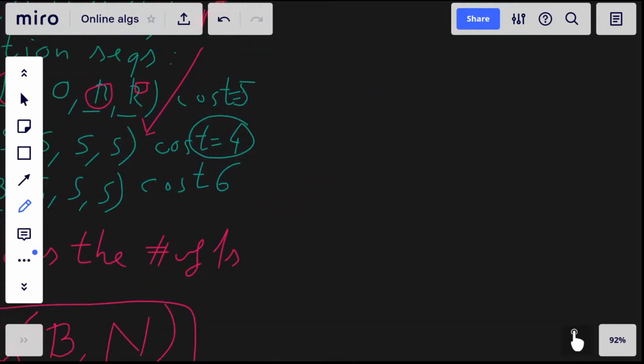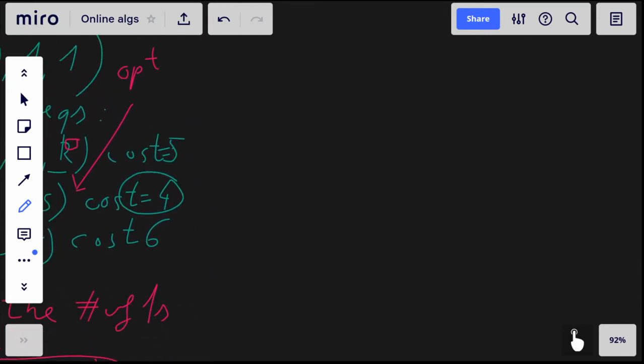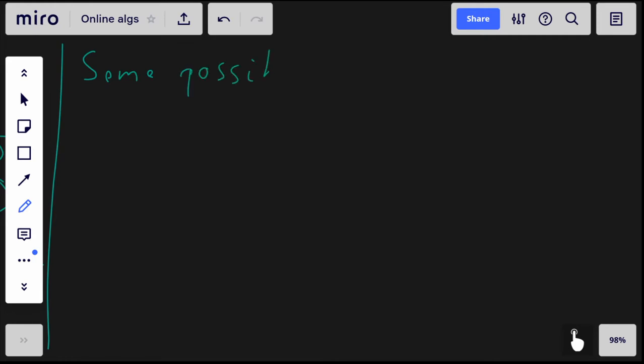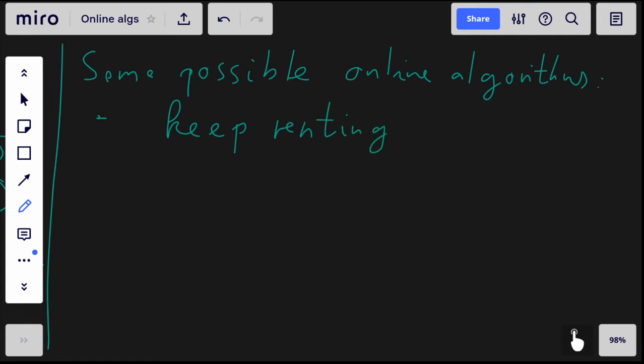And there are many possible algorithms which are online, I guess you already have some of these in your mind right now. So some possible online algorithms for this problem are, for example, the first one is just to keep renting. That's fine, you can do this without knowing the future. Another one, which we already tried, not on our input, is just buy on the first snowy day, no matter the cost.